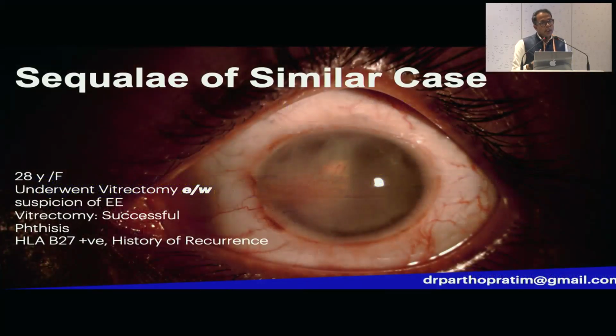This is the sequela of a similar case who actually underwent vitrectomy elsewhere. You can see a 28-year-old female with suspicion of endogenous endophthalmitis. Vitrectomy was very successful, but the patient ultimately developed phthisis. This patient was also HLA-B27 positive with a history of recurrences.